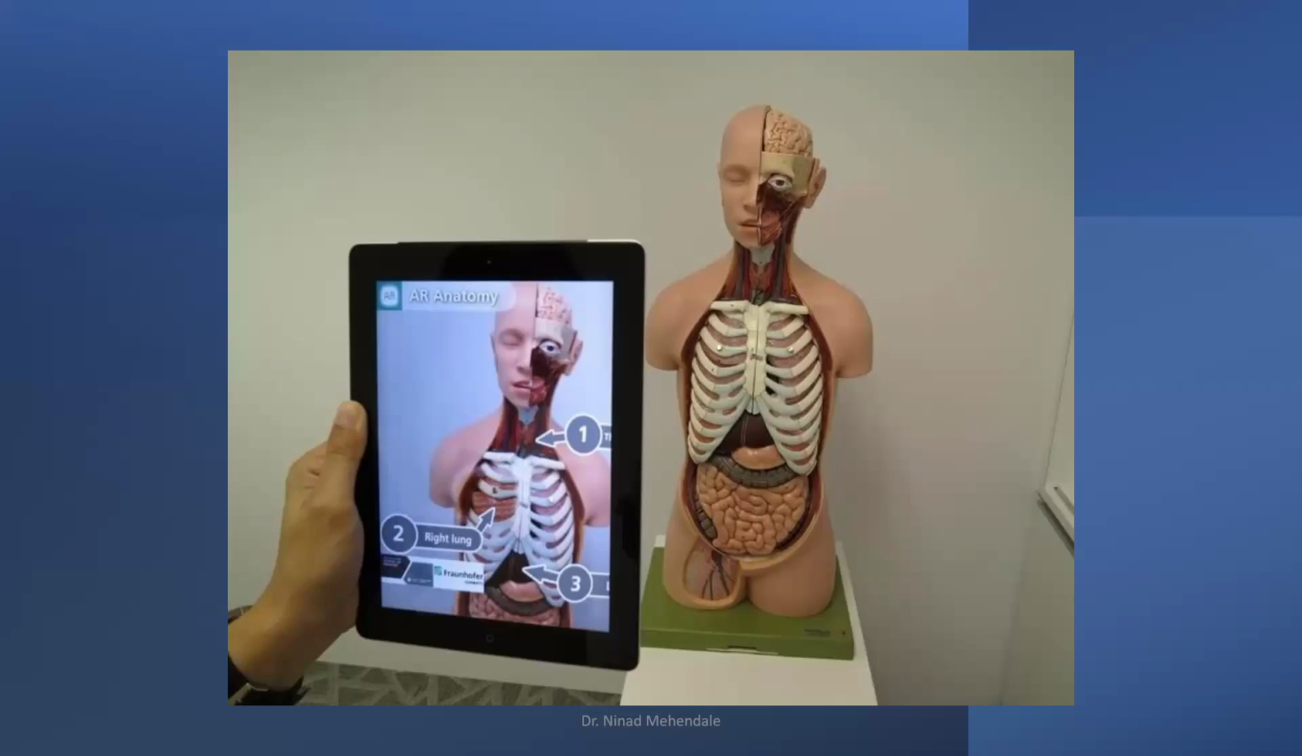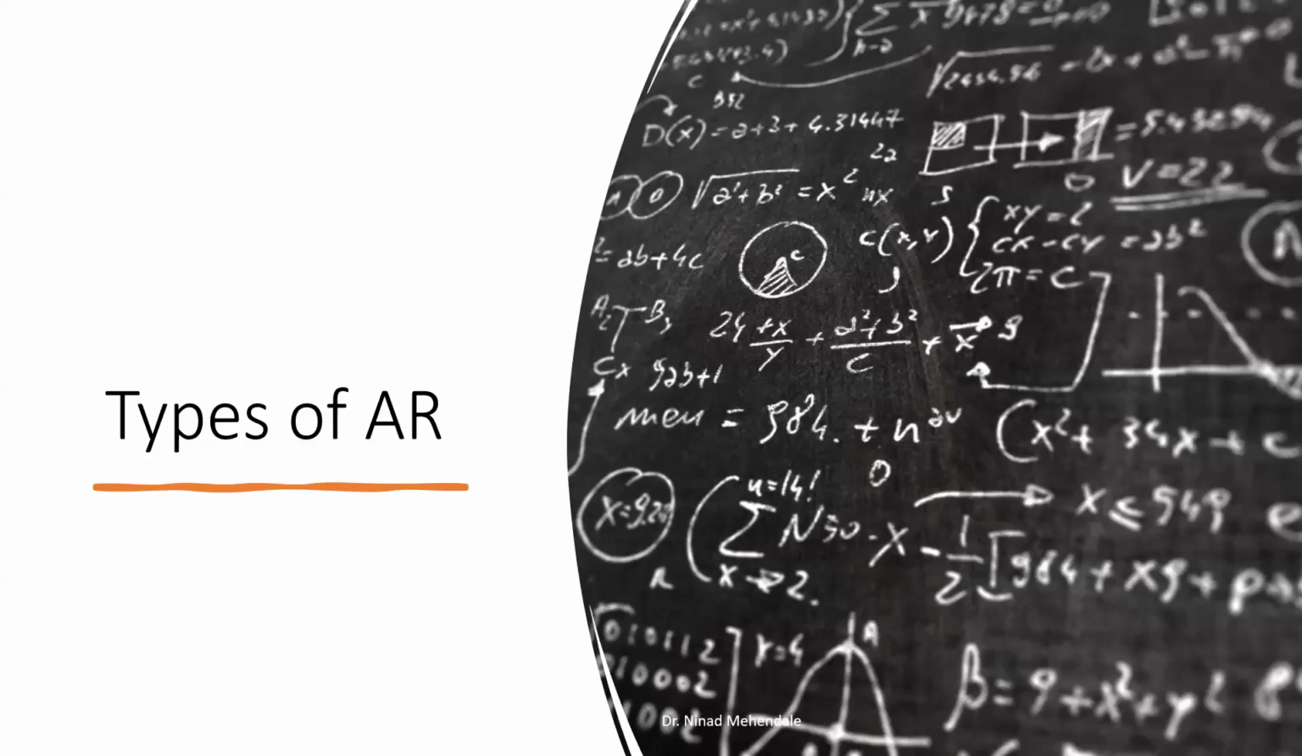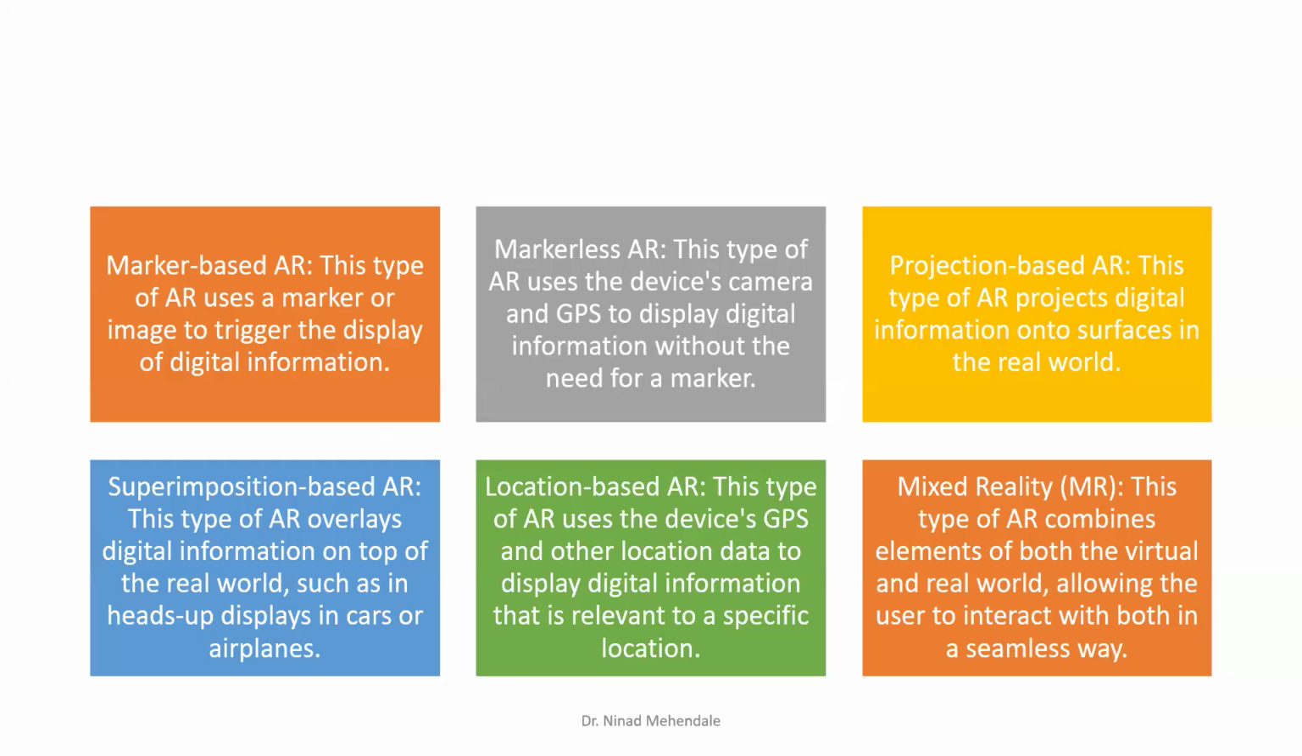And you can see there is a live annotation of each and every body part on top of the image that we are seeing. Now, different types of AR. Again, there are 6 major types of AR.